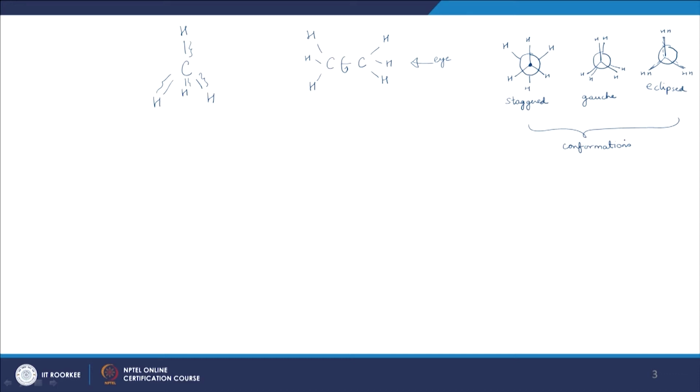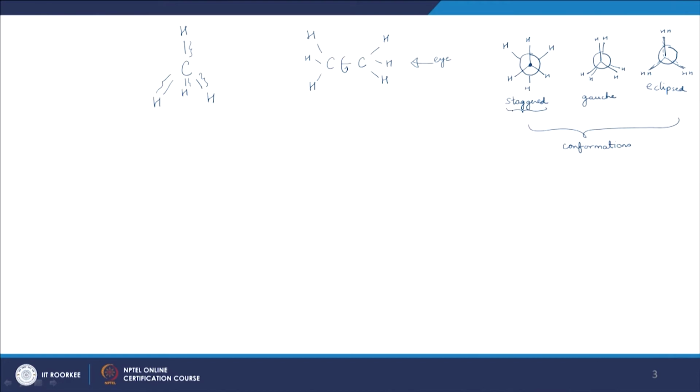Now, it turns out that if I look at the energies of these particular conformations, then staggered happens to be the most stable one, and very rarely, I would say it never occurs, that the other conformations are observed because they are much less stable.